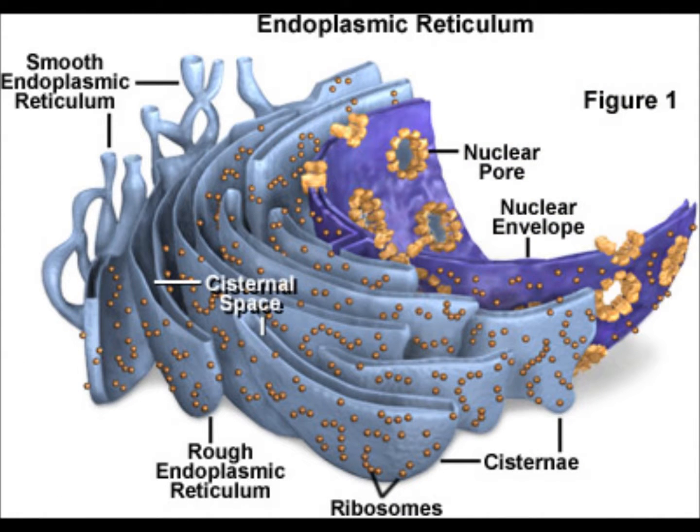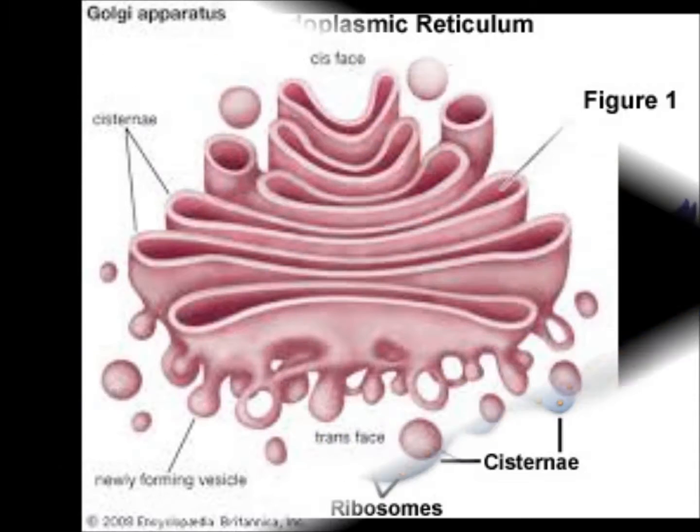The endoplasmic reticulum is the transport system for molecules needed for certain changes and specific destinations, instead of molecules that float freely in the cytoplasm. There are two types of endoplasmic reticulums.